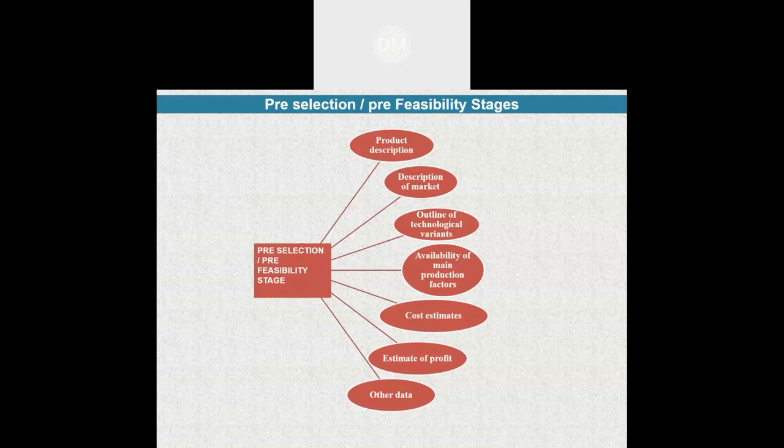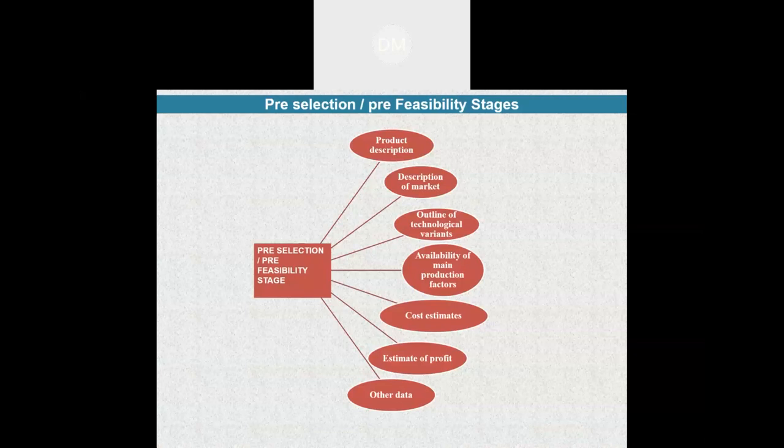Okay, then water, availability of water, availability of power, fuel, then availability of labor, so skilled labor, unskilled labor, these are another important factor. Then cost estimation, estimate should be made of the necessary investment cost and cost of operations.